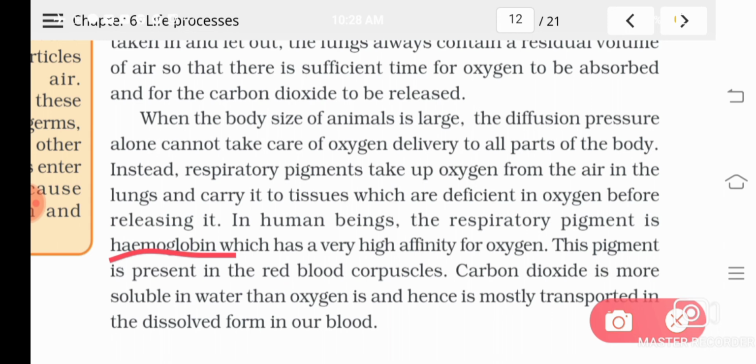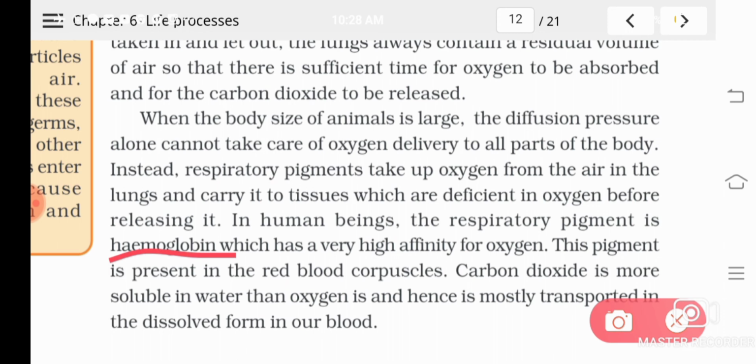Most of the oxygen is transported in the form of oxyhemoglobin. So what is hemoglobin? It's a pigment. Understood? Oxygen can combine with this pigment and form oxyhemoglobin, and in this way it gets transported.